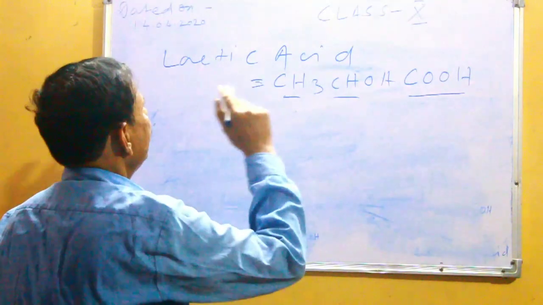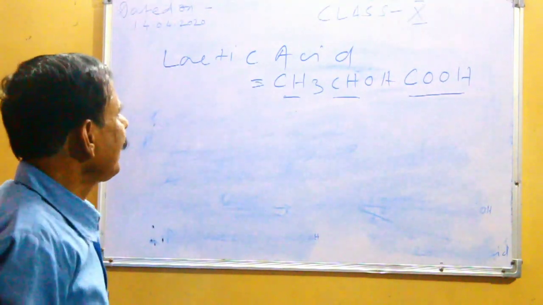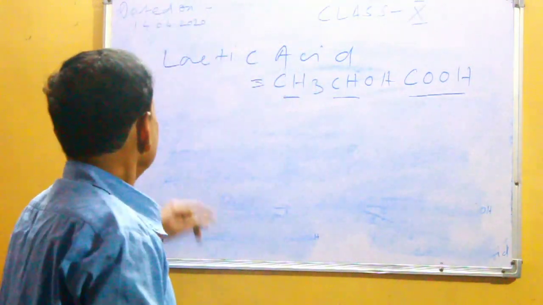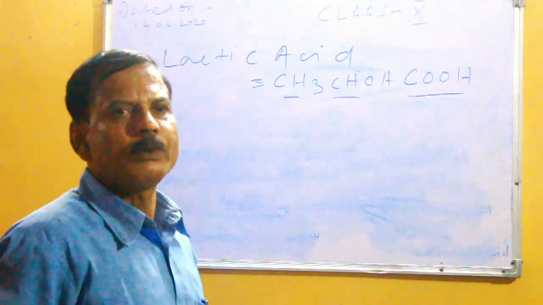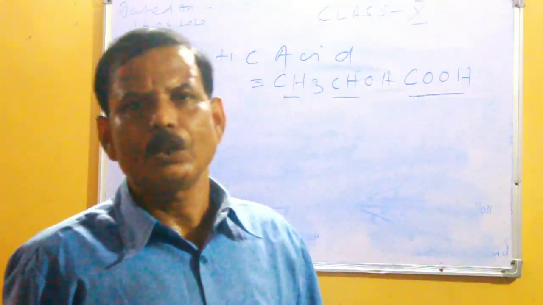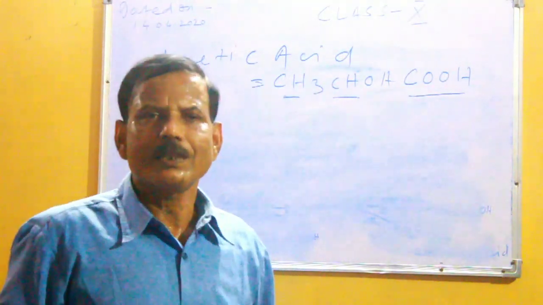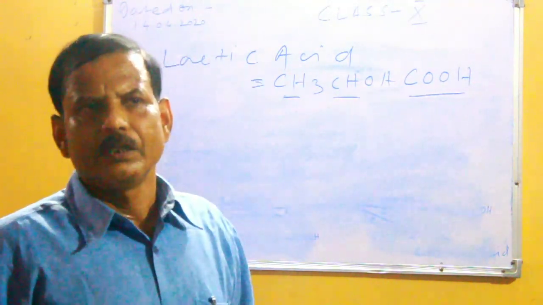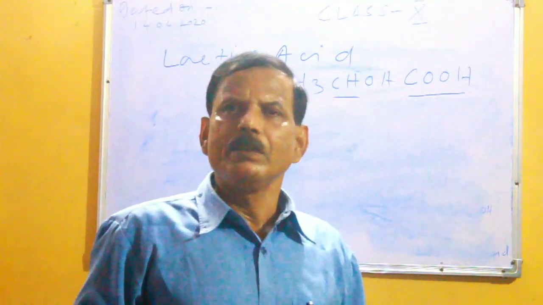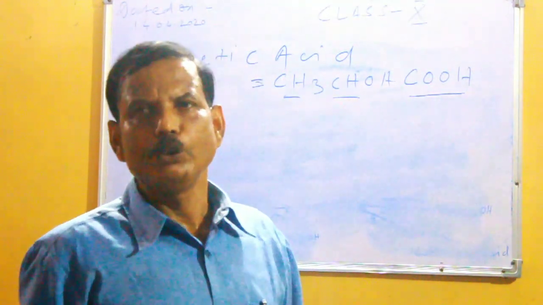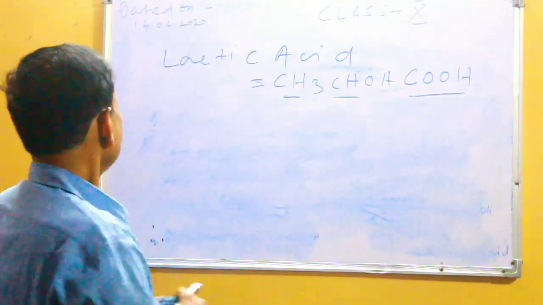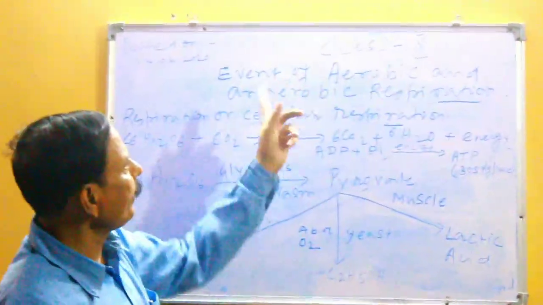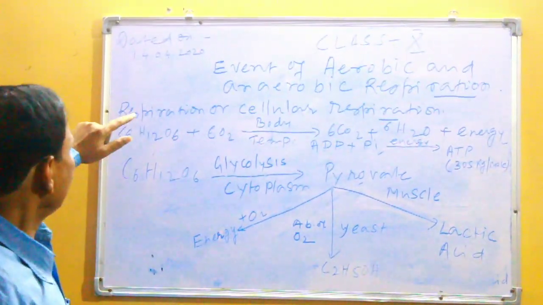So lactic acid has a great disadvantage in our body. Due to the production of lactic acid, our muscle cells do not work properly. It causes cramping in the leg, and a person feels leg pain or different sorts of injury in the body. Now everybody should understand the main events of aerobic and anaerobic respiration.